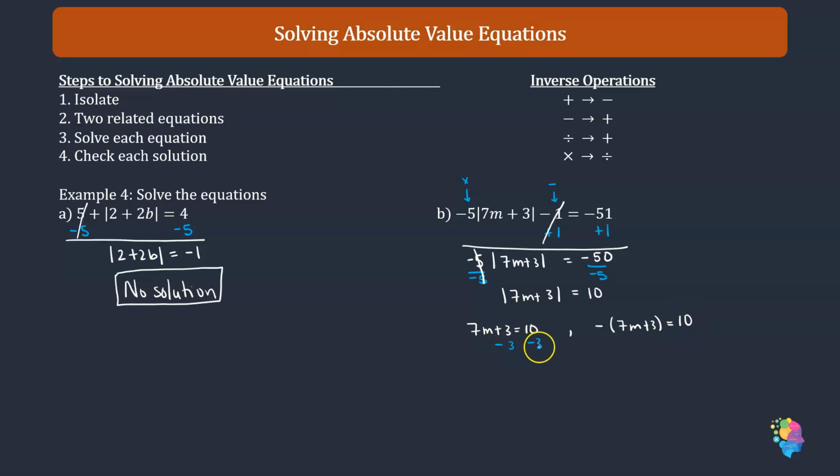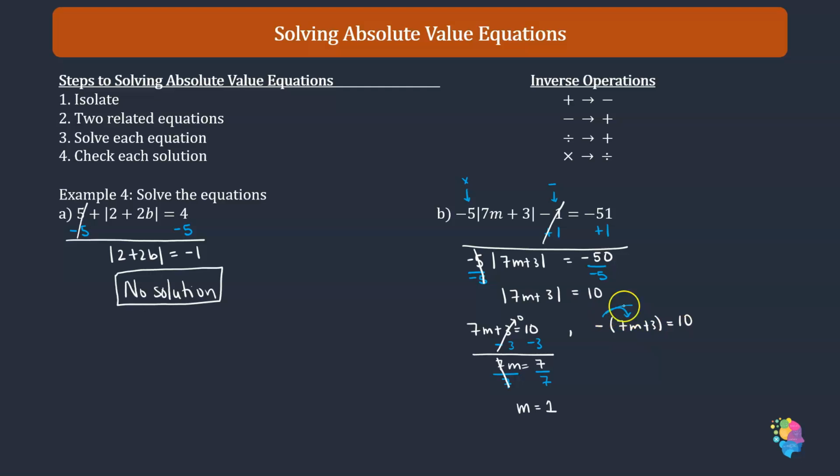7m plus 3 equals 10. 10 minus 3, this goes to 0. So 7m is equal to 7. We divide both sides by 7 because this m is being multiplied by 7. And that comes out to a nice number 1. Our first solution is 1. We're not done. Remember, we have to solve the second equation.